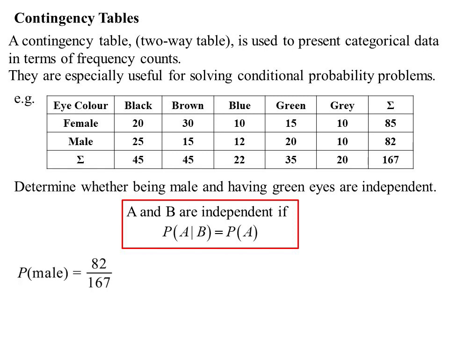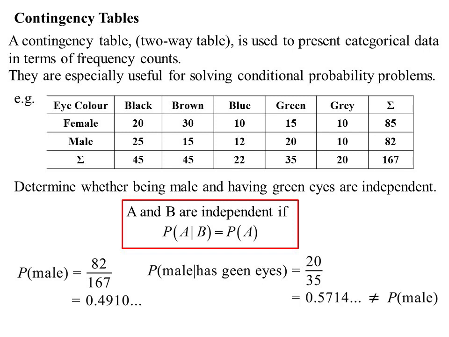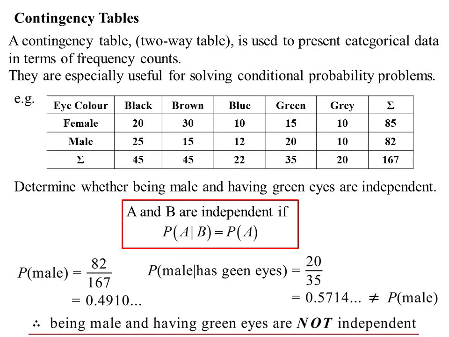So looking at ours, probability of male is 82 out of 167 people, 0.4910. But probability of male, if they have green eyes, now as far as we're concerned, we're just looking in the green column, 20 of those 35. Now that's not the same as probability of male, so from this data we would conclude that being male and having green eyes are not actually independent. How valid that conclusion is, well, that's a different story.